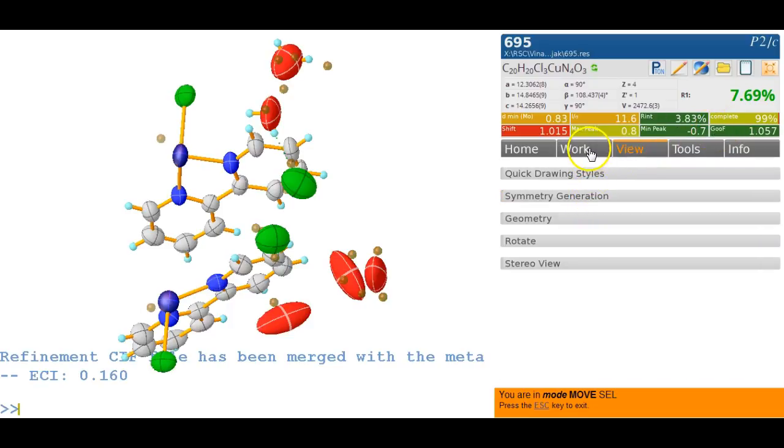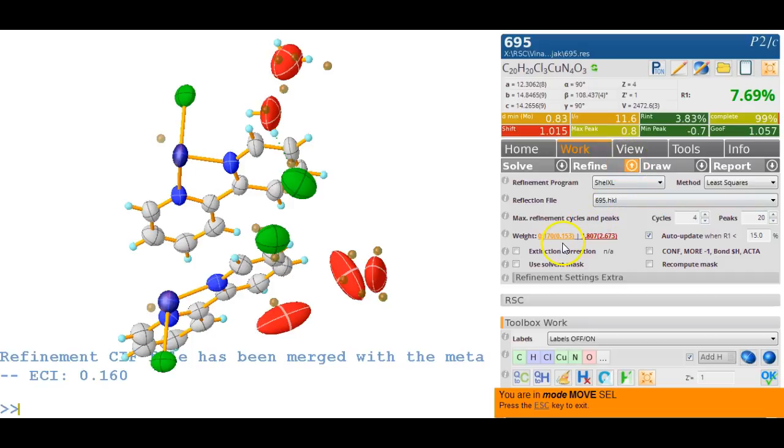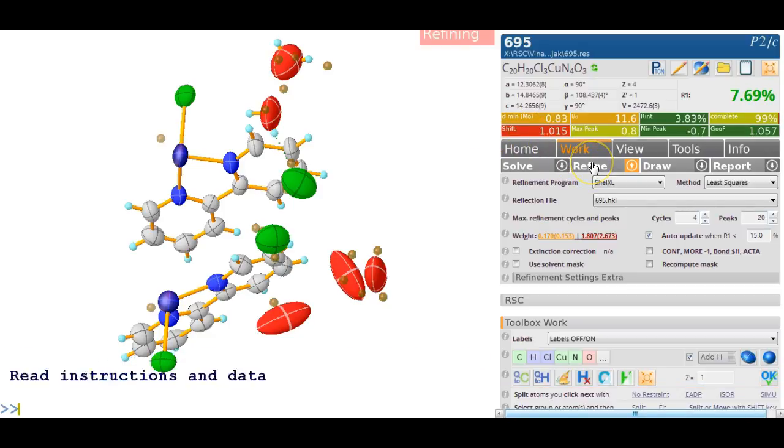Let's go back to work and look at the refinement. So this R weighting scheme is slowly settling. The shift, let's refine again and see what we get.